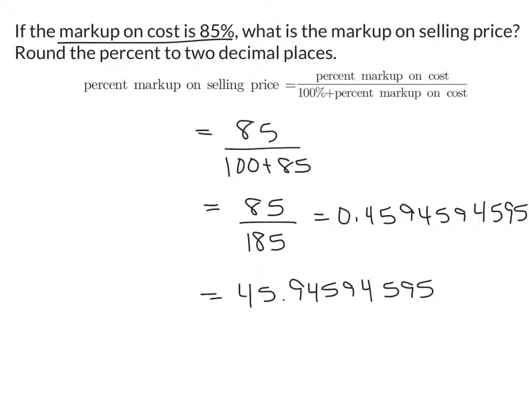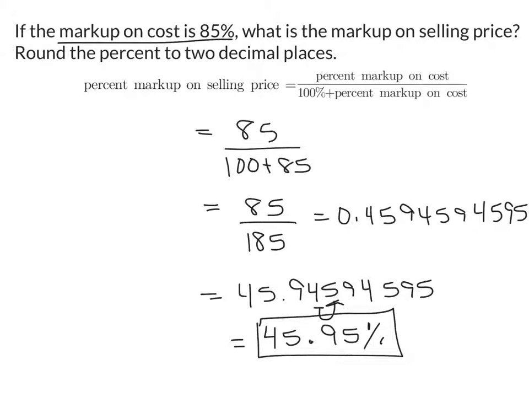And then we'll round to two decimal places. So since the number next to the 4 is a 5 or greater, we'll round that 4 up to a 5. So our final rounded percent is 45.95%. And that is the percent markup on selling price.